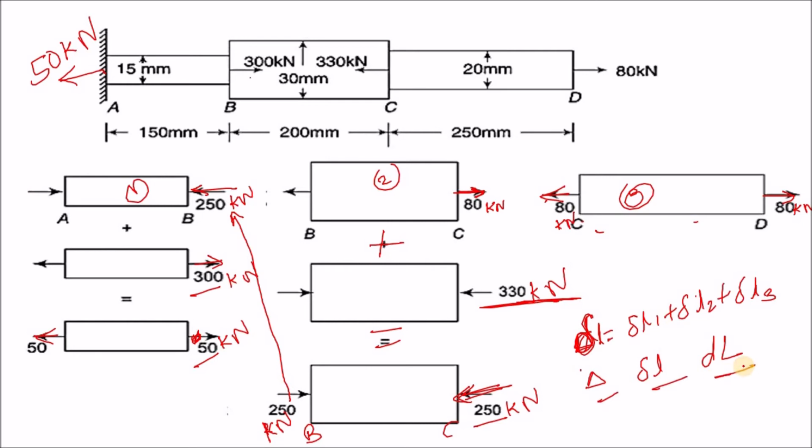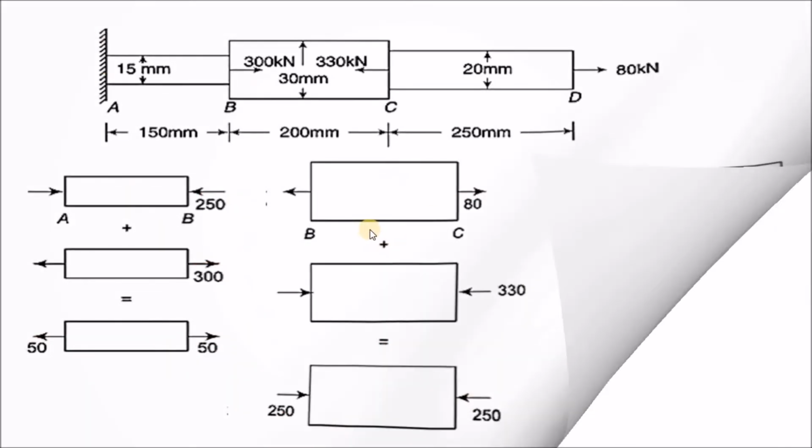Okay, all are correct. 250 is compressive. This one we are getting is tensile, this is compressive, and this is tensile. So this will be positive. First and third will be positive, second will be negative.